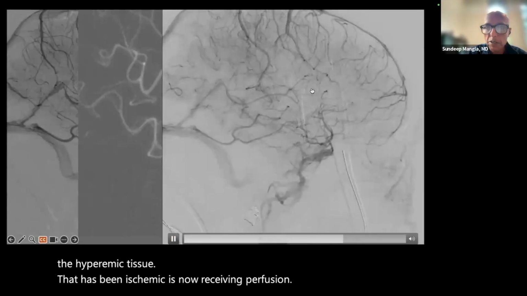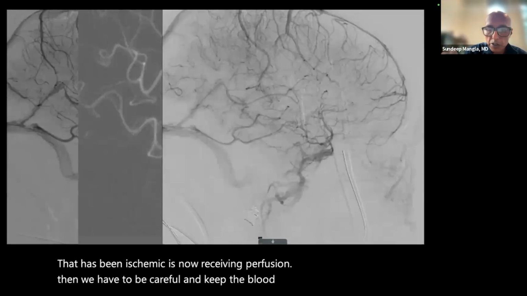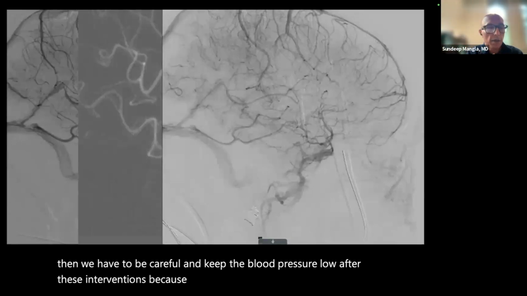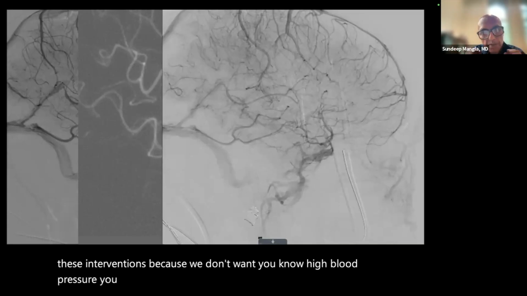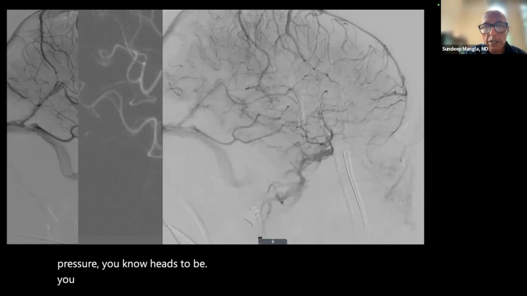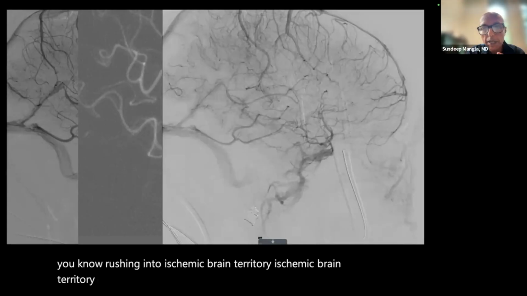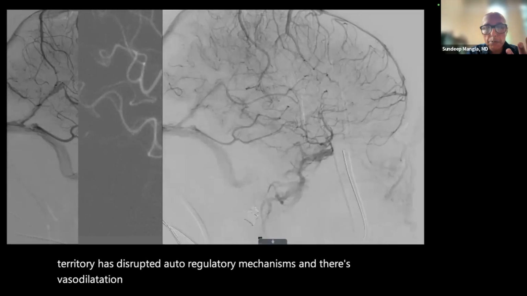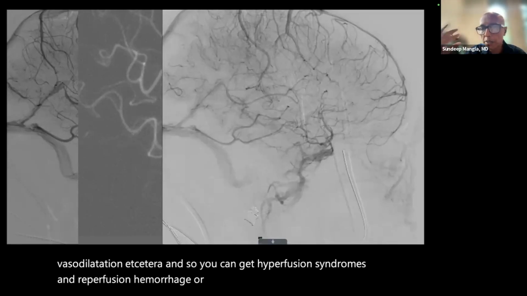Then we have to be careful and keep the blood pressure low after these interventions, because we don't want high blood pressure rushing into ischemic brain territory. Ischemic brain territory has disrupted autoregulatory mechanisms, and there's vasodilatation, et cetera. And so you can get hyperperfusion syndromes, and reperfusion hemorrhage are the potential complications of revascularization that we want to try to minimize the risk of.